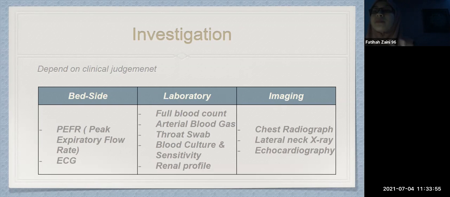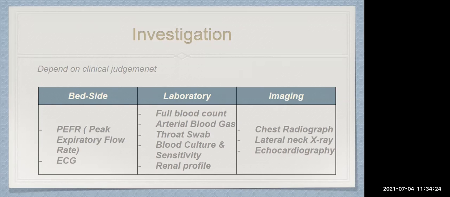So basically, throat swab is very important to detect the presence of group A Streptococcus bacteria, which is the most common cause that could cause other infections such as scarlet fever, abscesses, and pneumonia infection. And then for blood culture and sensitivity, it is important to aid in antibiotic administration based on the culture of the bacteria. And then the last laboratory investigation that we could do is renal profile.